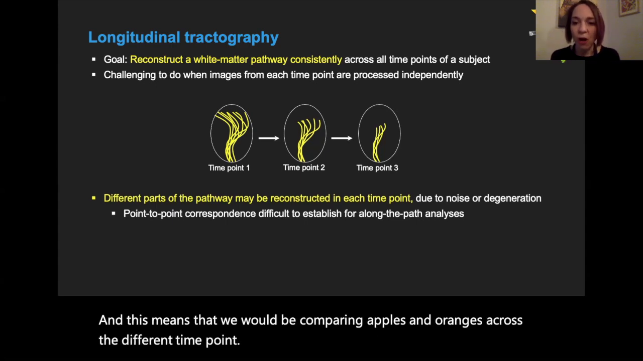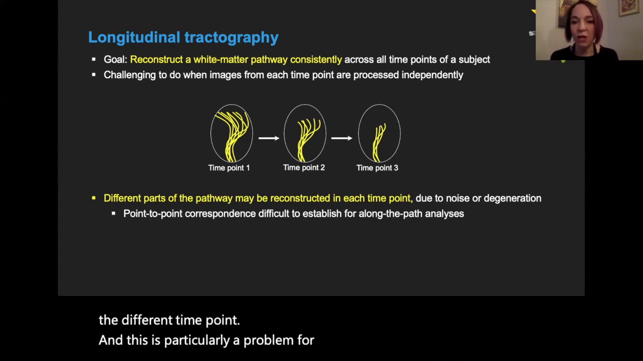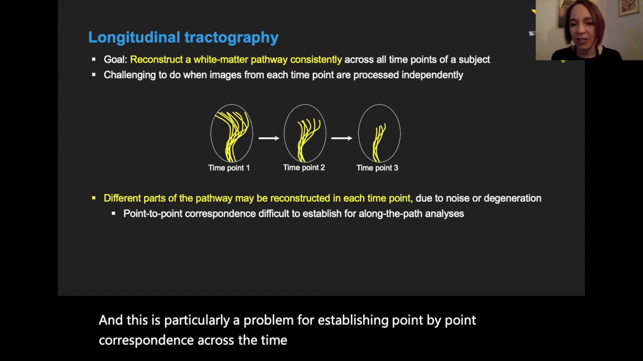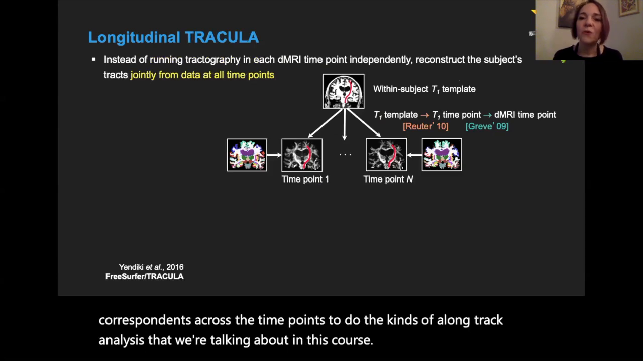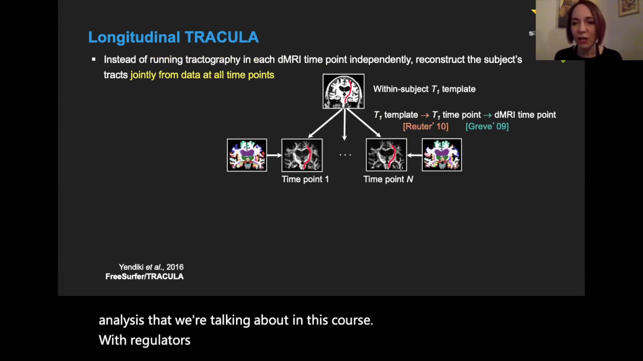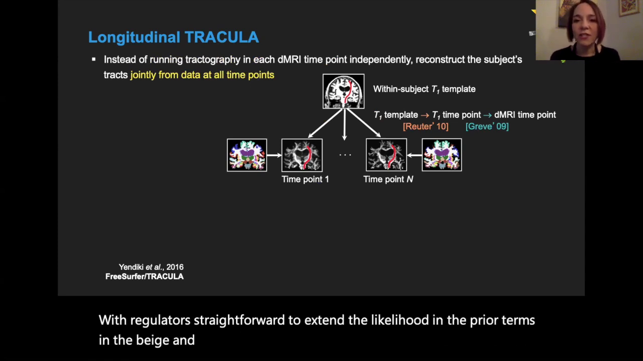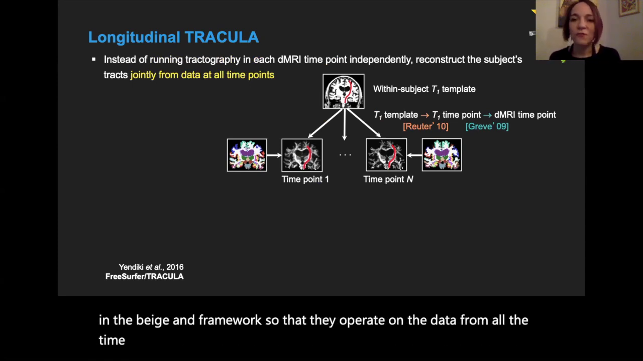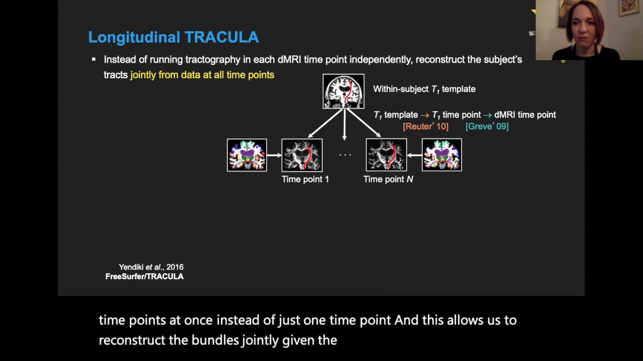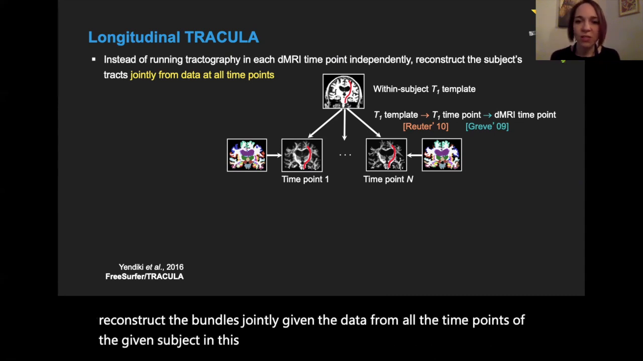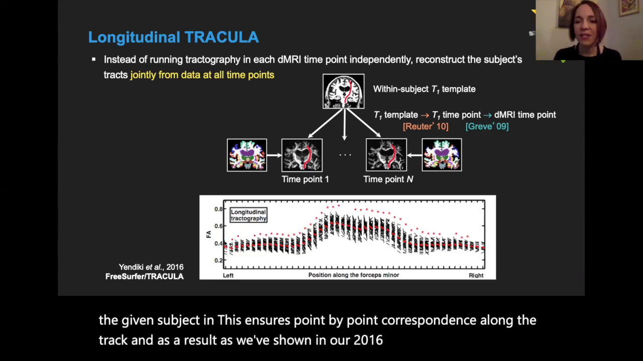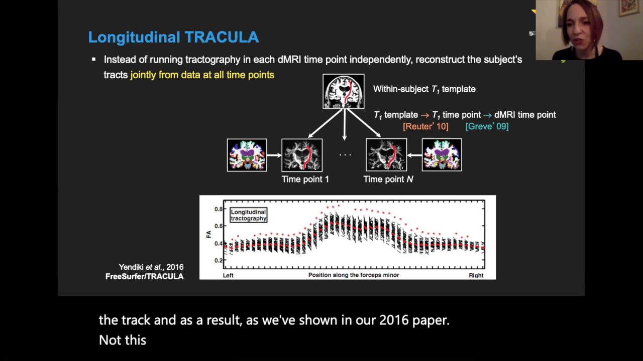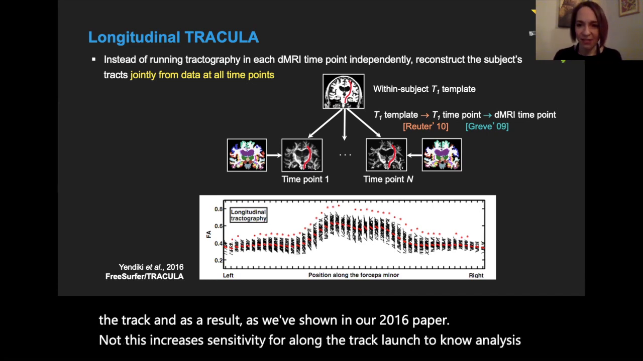And this is particularly a problem for establishing point-by-point correspondence across the time points to do the kinds of along-tract analysis that we're talking about in this course. With TRACULA, it is straightforward to extend the likelihood and the prior terms in the Bayesian framework so that they operate on the data from all the time points at once instead of just one time point. And this allows us to reconstruct the bundles jointly, given the data from all the time points of the given subject. And this ensures point-by-point correspondence along the tract. And as a result, as we've shown in our 2016 paper, this increases sensitivity for along-tract longitudinal analyses without sacrificing test-retest reliability.